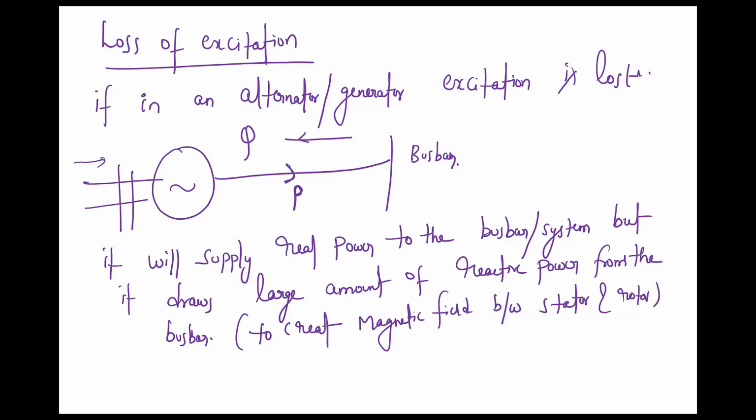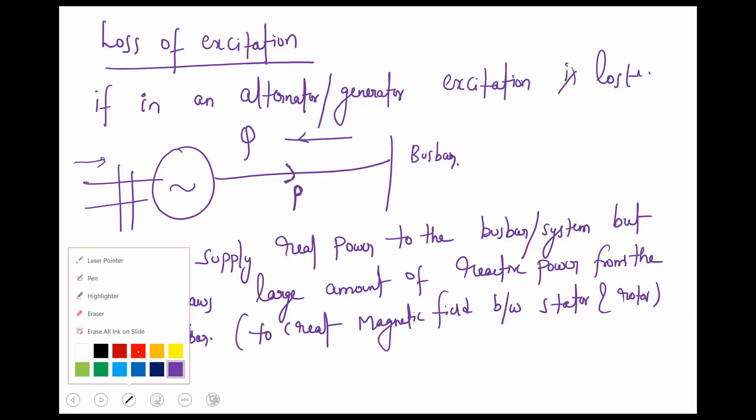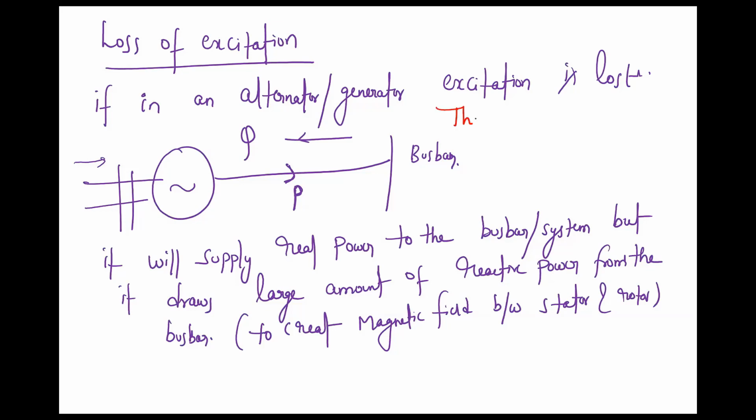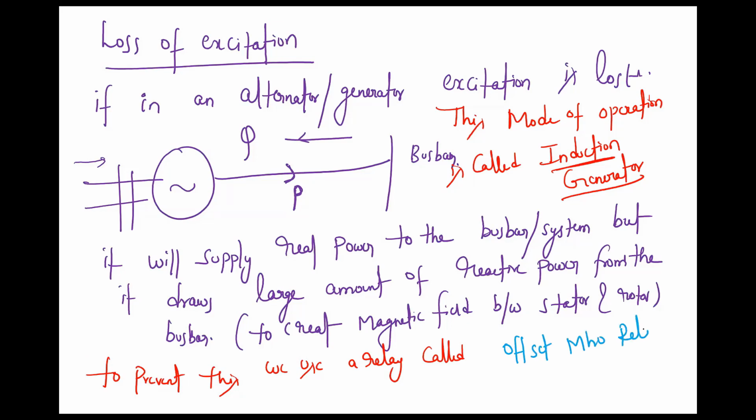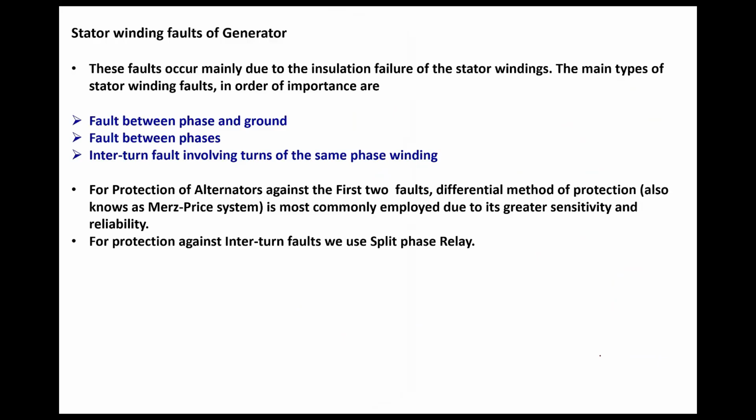So this mode of operation is called induction generator. It is acting as an induction generator. To prevent this, we use a relay called the offset mho relay. Just remember its name, offset mho relay.